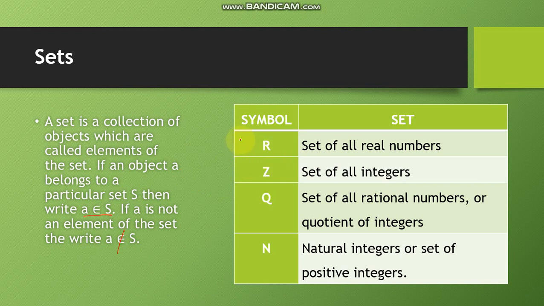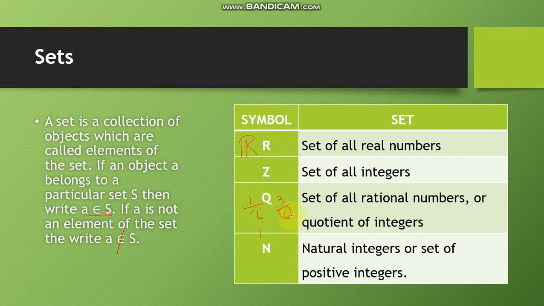We have R. Actually, it should be written in blackboard bold form, but R is also okay, accepted. That means set of all real numbers. We have Z, set of all integers. Q, set of rational numbers or quotient of integers. Rational numbers like 1/2, mostly in fraction form.